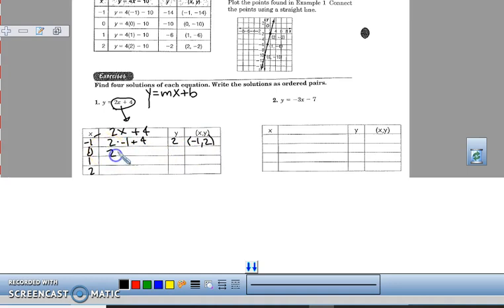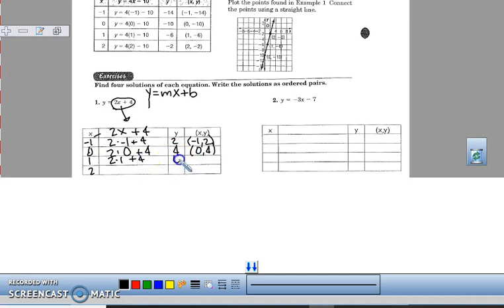Next, I'm going to plug in a 0 for x. So 2 times 0 plus 4 goes into the equation, and that would equal 4. 0 plus 4 is 4. Literally take the 0 from the x column and the 4 from the y column, and now you have an ordered pair of (0, 4).